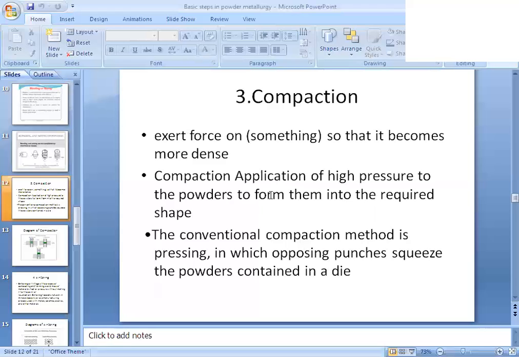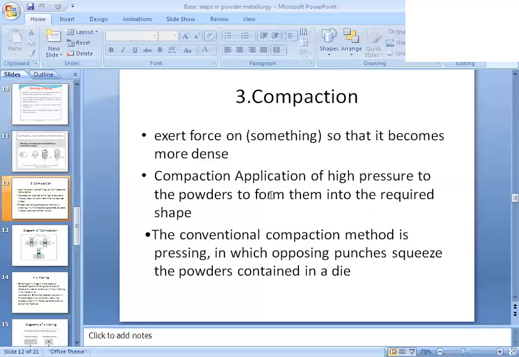Compaction is the application of high pressure to the powder to form it into the required shape. Compaction means applying high pressure to the powder to form it into the required shape. If the compaction process is not there, you cannot achieve your shape and size, and the strength of the metal cannot be obtained. So compaction is very important. That is the second point, which is very important.